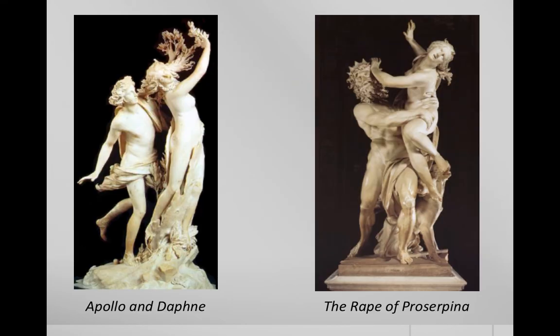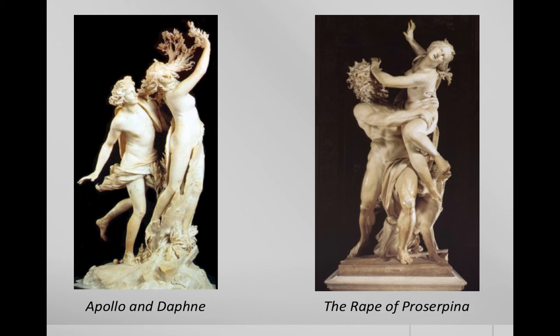And then two other pieces that we want to mention that are his are Apollo and Daphne, and The Rape of Proserpina. And both of these pieces, again, are based off of Roman mythology. The previous one, The Ecstasy of Saint Teresa, is based off of a biblical story. But you can see just incredible attention to detail and work, and realistic sculptures that he was creating. So an incredible master of that technique in the Baroque style.